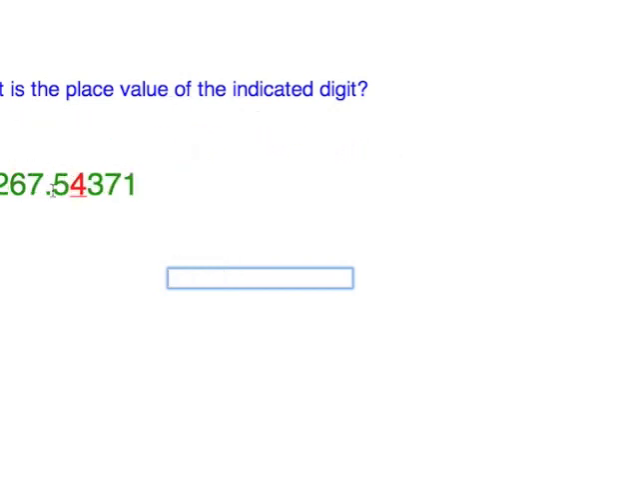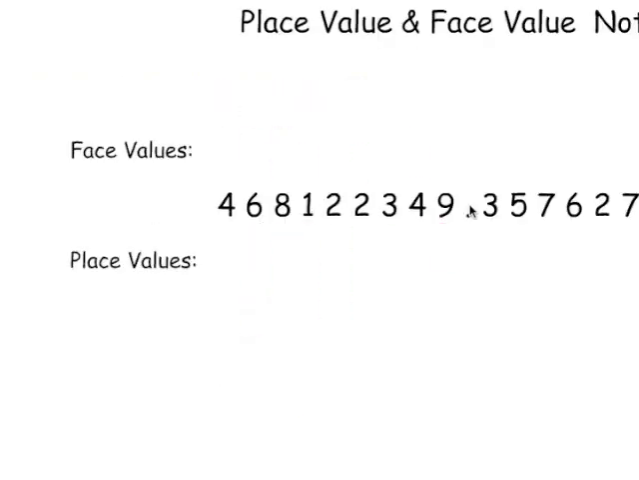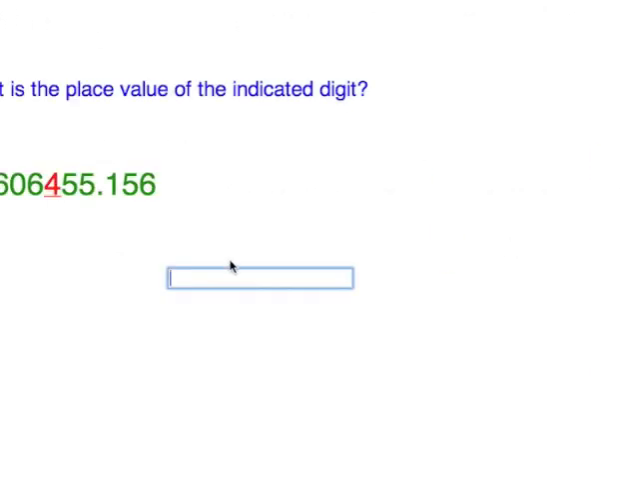This is tenths, hundredths. If we go over here, you can see we're looking at tenths, hundredths, thousandths, 10,000ths, 100,000ths, millionths, and then 10 millionths, 100 millionths, billionths, and so on. It keeps going forever and ever. And that's place value and face value. Let's go and do a couple more examples.